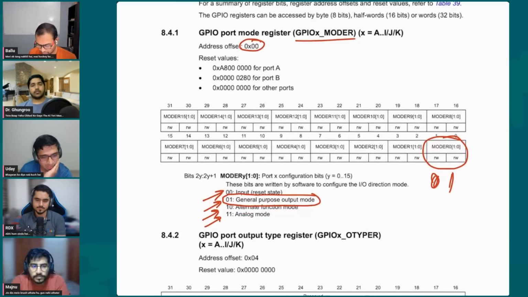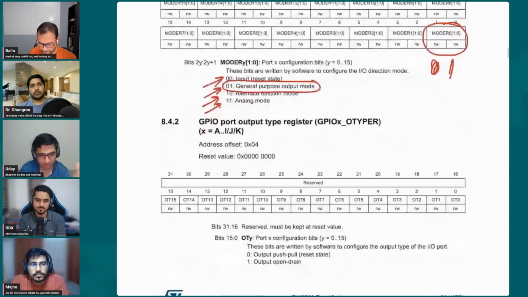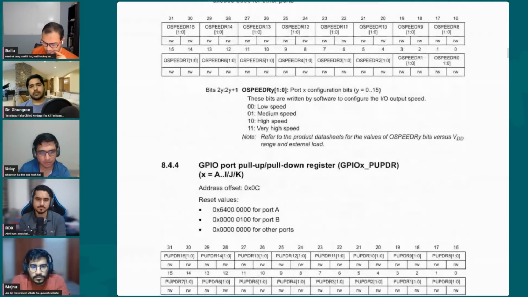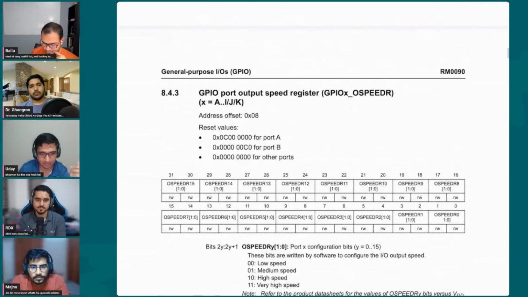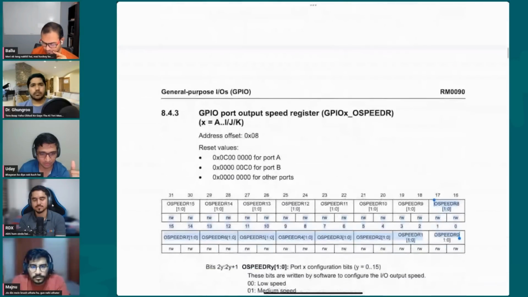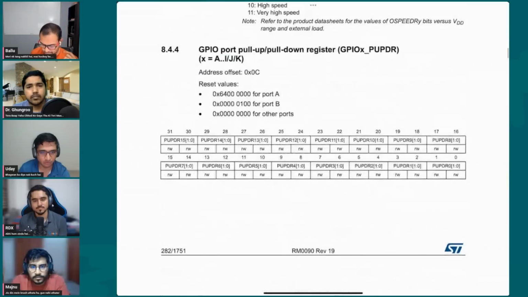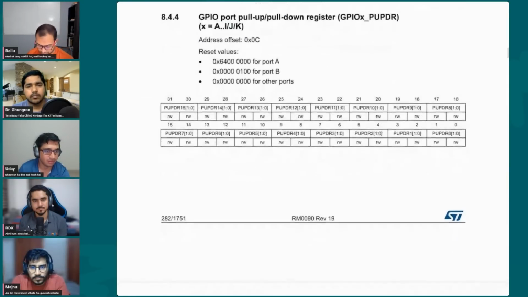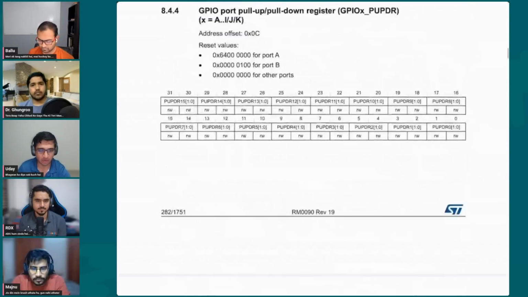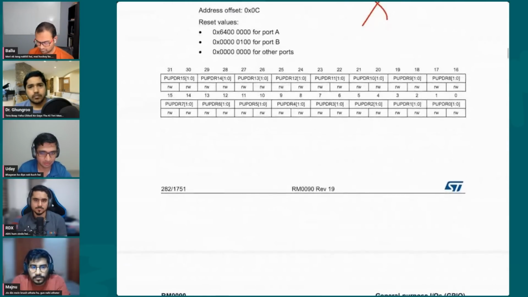Then if you scroll down, output type, speed, we don't care about these right now since we just want to toggle the LED. Keep scrolling down. What we are specifically looking for is how to drive this pin. So pull up, pull down, we don't care much. So now we are in the data registers.